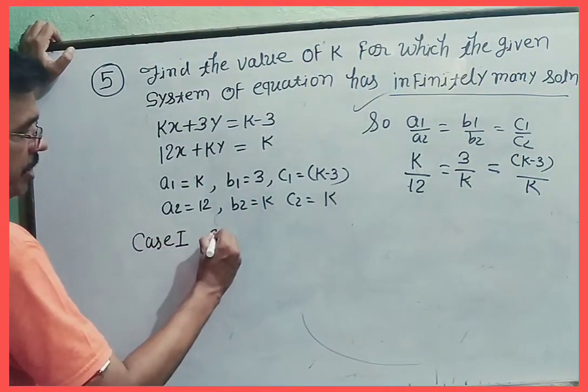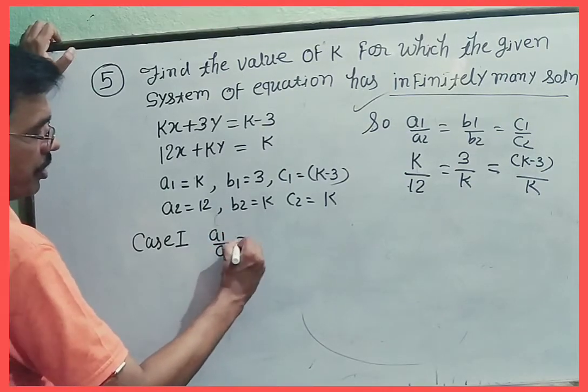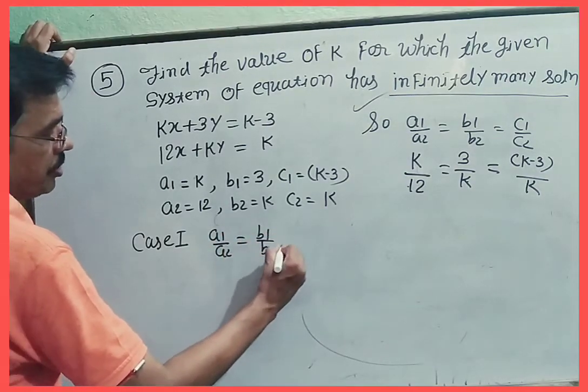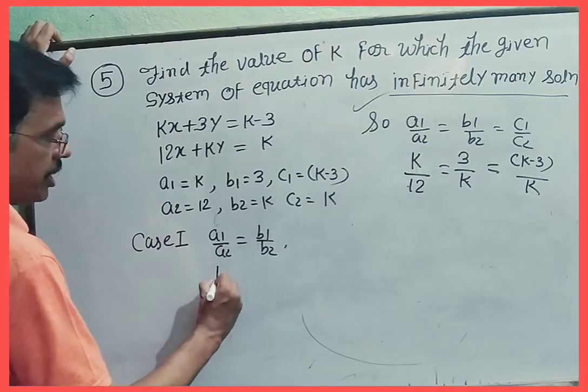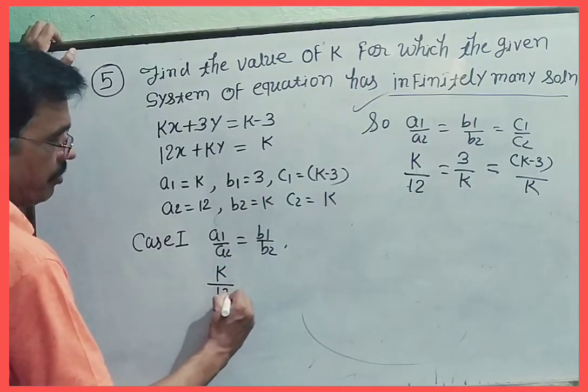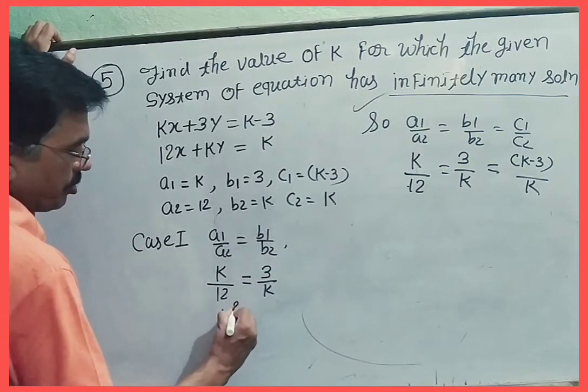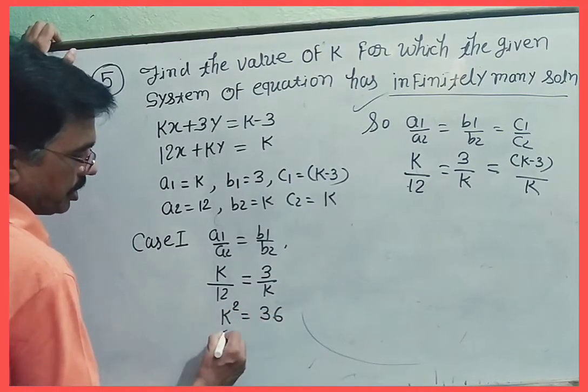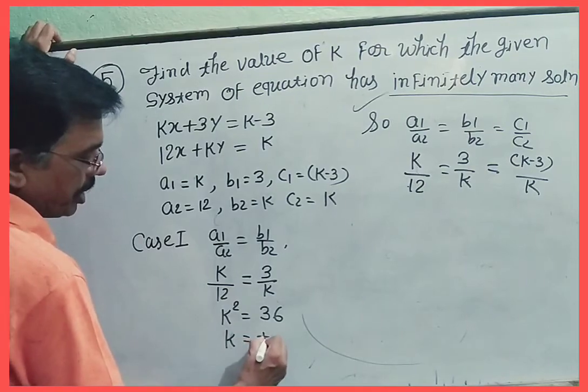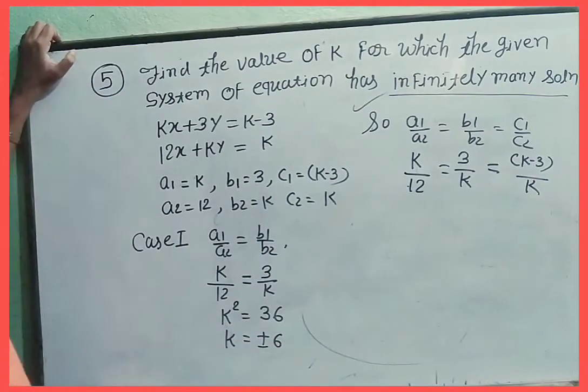You write a1 by a2 is equal to b1 by b2. So what is the condition? Here it is k by 12 is equal to 3 by k. So k square is equal to 36. And what is the value of k? That is plus minus 6.